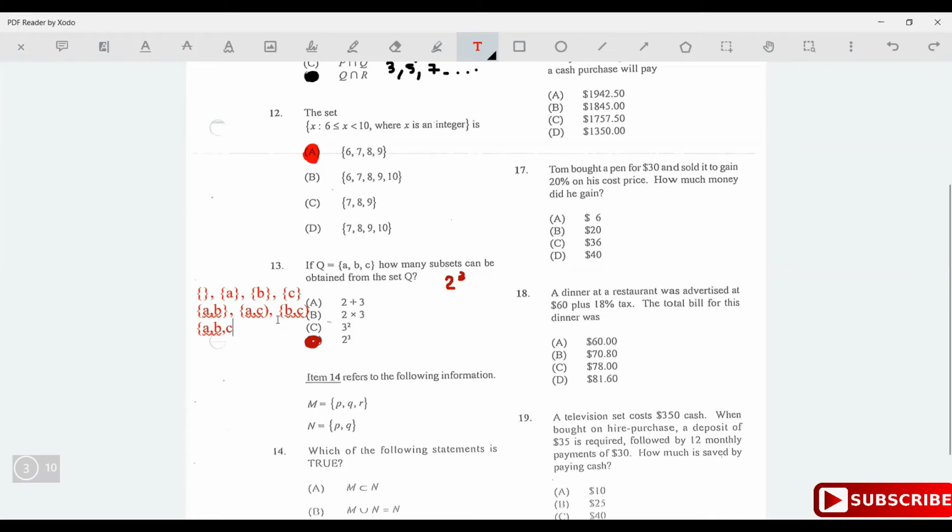All right, these are the possible subsets. 1, 2, 3, 4, 5, 6, 7, 8. Those are the subsets.